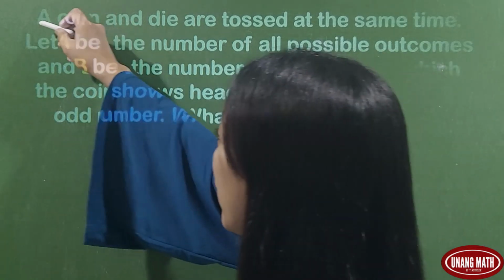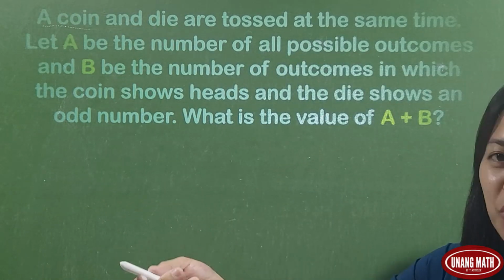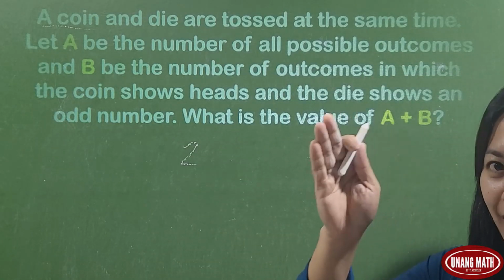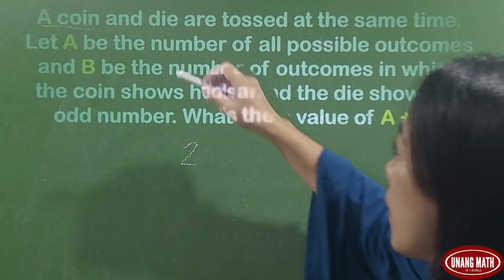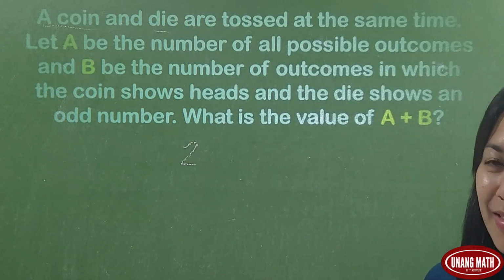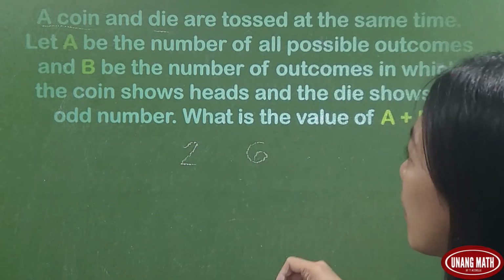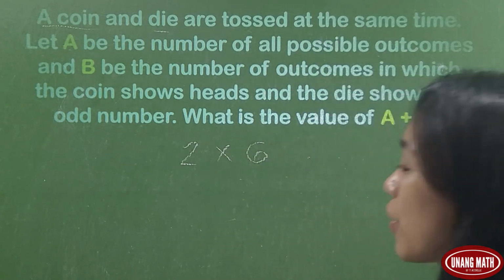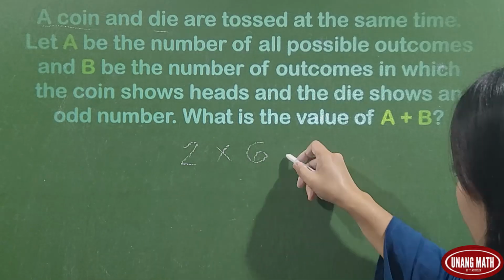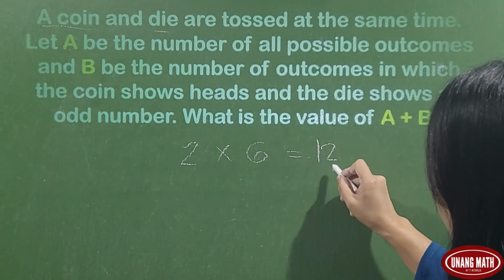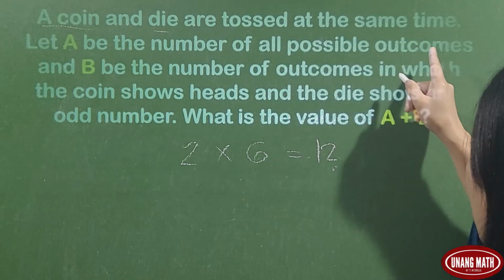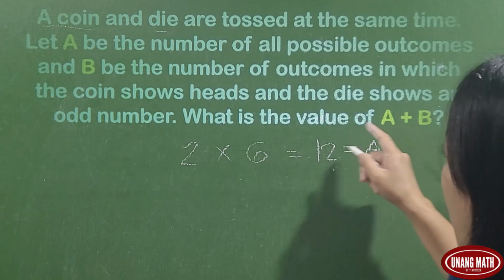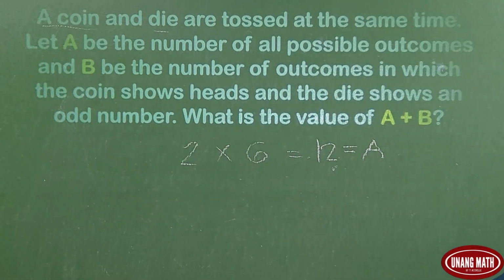So if it's a coin, then we know that coin has 2 faces. So outcomes are 2, head and tail. Okay, what about die? 6 faces. So we have 6 outcomes. And since this happened at the same time, we have to multiply. So 2 times 6, then we have 12. So it means 12 possible outcomes. And this 12 is our A, or the value of A.